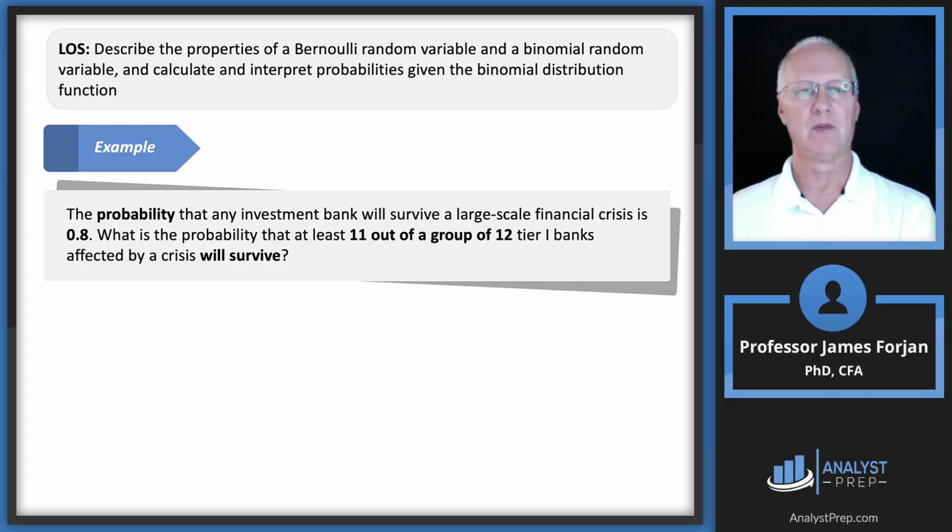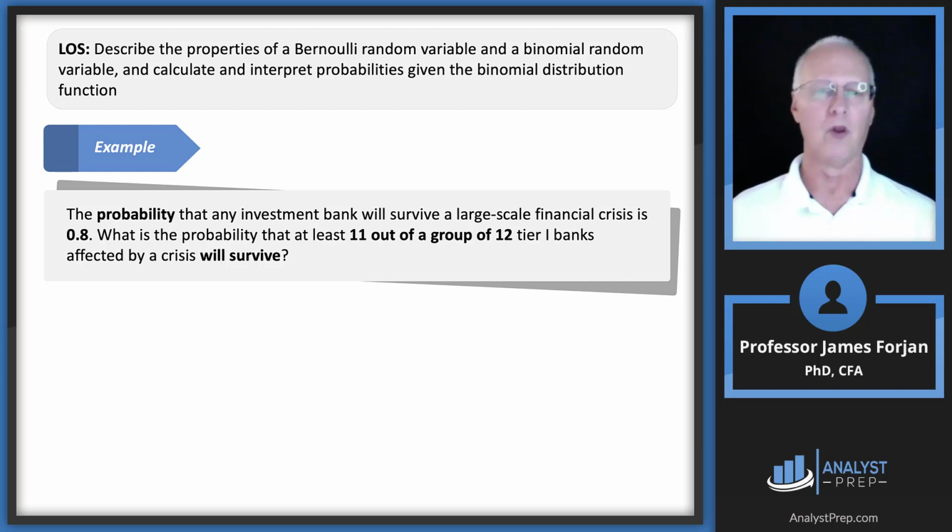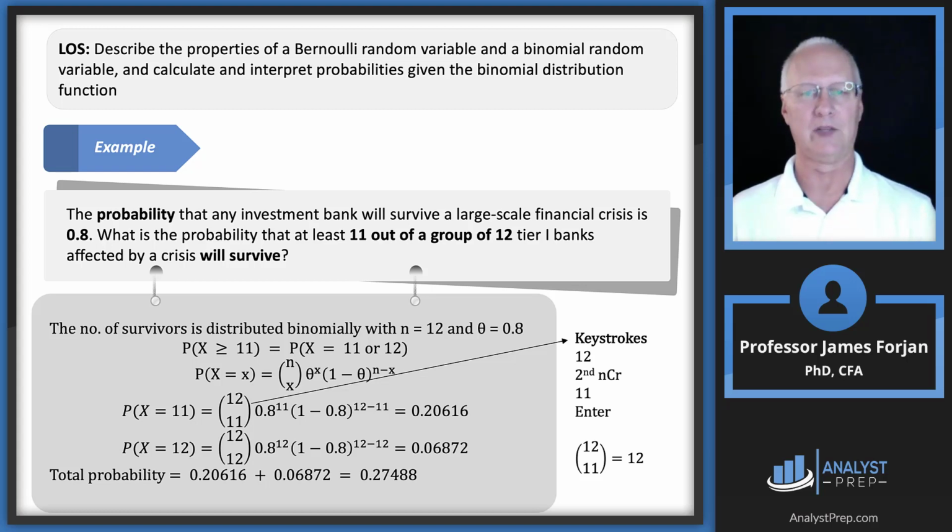All right, here we have an investment bank. The probability that an investment bank will survive a large-scale financial crisis is 80%. What is the probability that at least 11 out of a group of 12 will survive that particular crisis? Another way of asking that question is, what is the probability that 1 or 0 of those banks will not survive? Depending on whether you go that way or this way. Let's work through that example. So n is 12, theta is 80%.